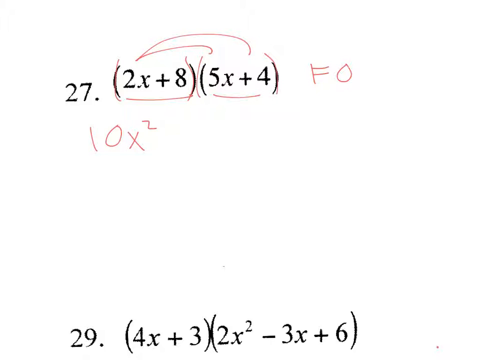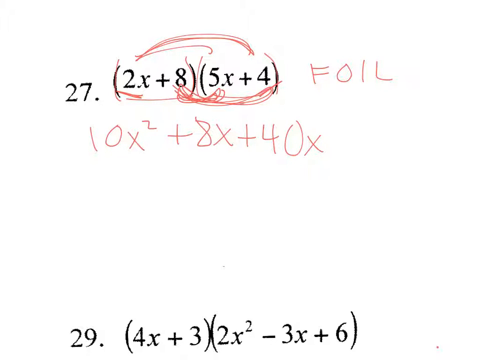The O stands for outside, so the terms on the outside. 2x times 4 is a positive 8x. I stands for inside, so these terms on the inside of the binomials, that's a positive 40x. And then L stands for last, 8 times 4. The last terms in the parenthesis is a positive 32.